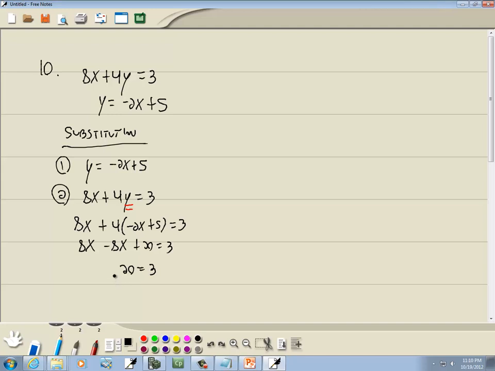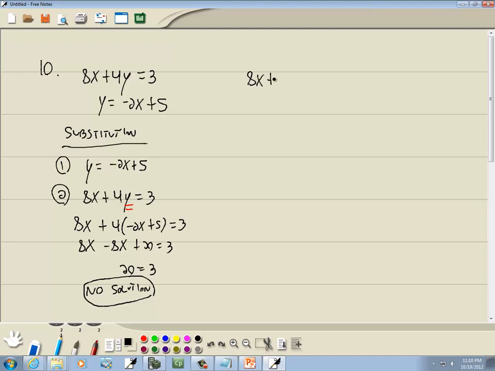Well, that's no good. We were solving for x, but our x disappeared completely. Well, the question is, when is 20 equal to 3? Well, it's never. This is a no solution. There's no values of x and y that cause these to be true. Well, let's look at it on the calculator and see what it looks like.